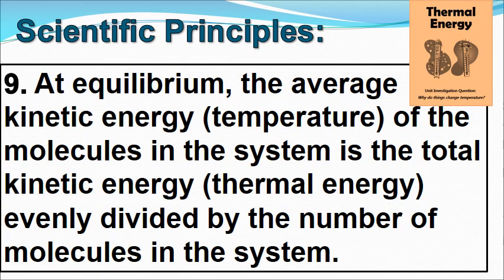Which brings us to scientific principle number 9. At equilibrium, the average kinetic energy or temperature of the molecules in the system is the total kinetic energy evenly divided by the number of molecules in the system. So to find out the equilibrium temperature, we have to take all the kinetic energy in the molecules and divide that by how many molecules we have in that entire system.